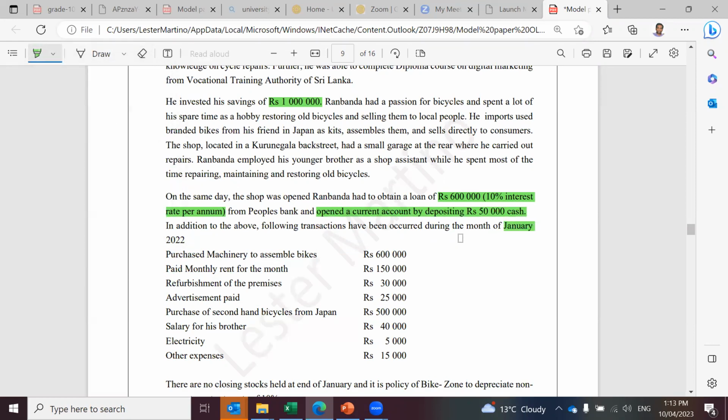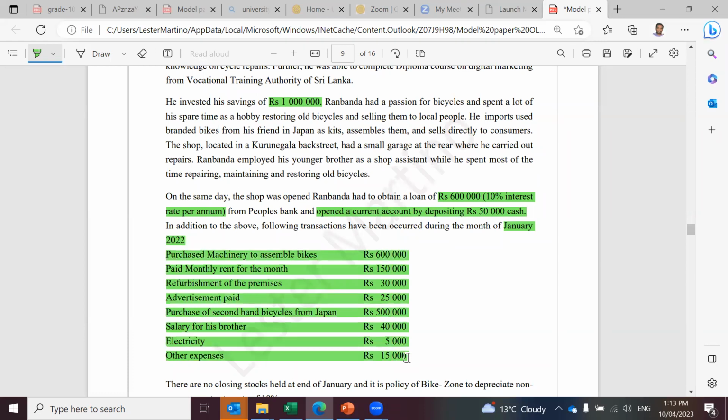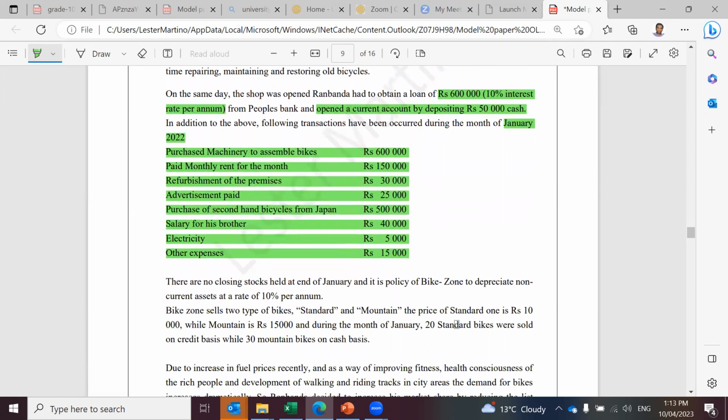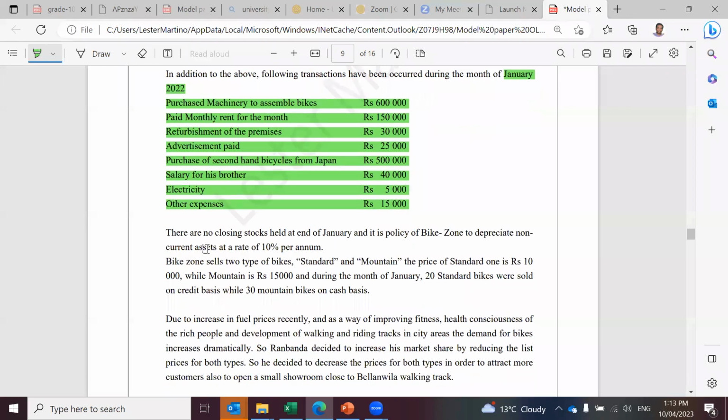January 2022. So purchased. So just underline everything. Just read. That's enough. You don't need to bother because it has a rupee value. So please do have a note of this. There is no closing stocks. What is the information? No closing stocks.